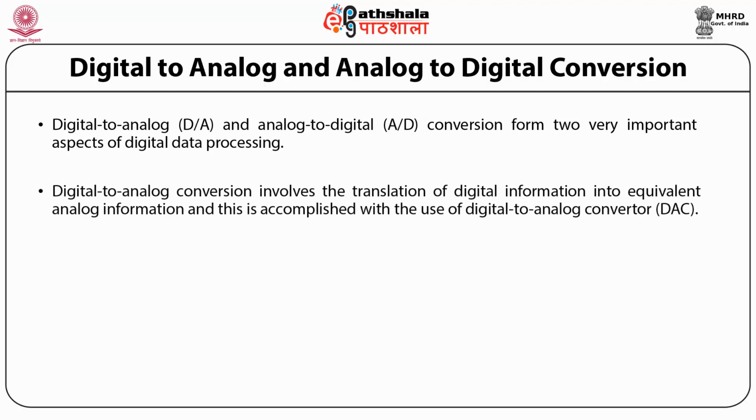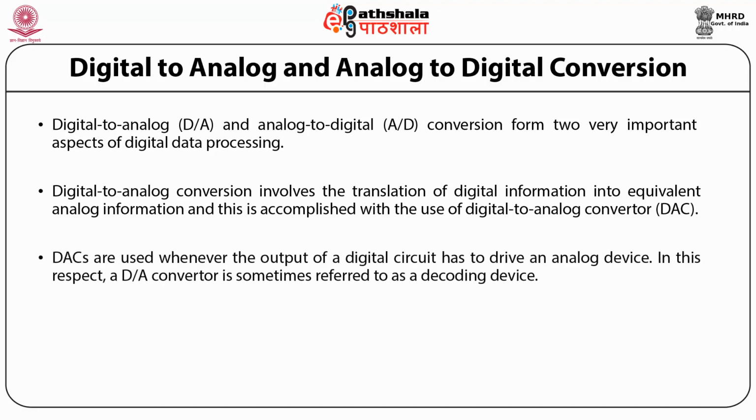Digital to analog conversion involves the translation of digital information into equivalent analog information, and this is accomplished with the use of a digital to analog converter, which is also known as DAC. DACs are used whenever the output of a digital circuit has to drive an analog device. In this respect, a D to A converter is sometimes referred to as a decoding device.